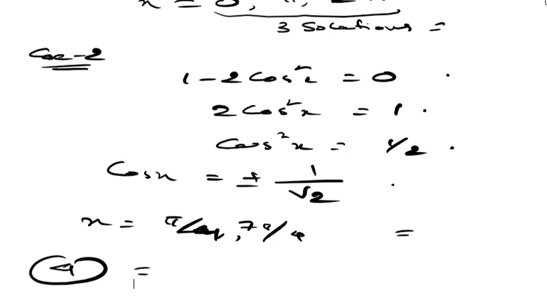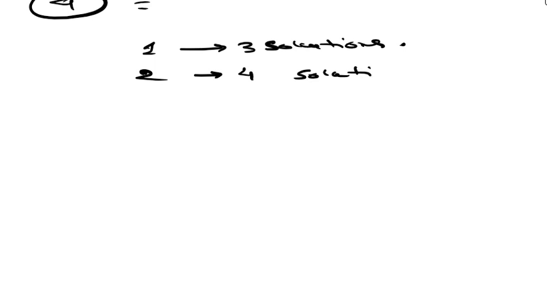Now count the total solutions. From case 1 we get 3 solutions. From case 2 we got 4 solutions. So total 3 plus 4 is equal to 7 solutions. Okay, so the final answer is: the number of solutions will be 7.